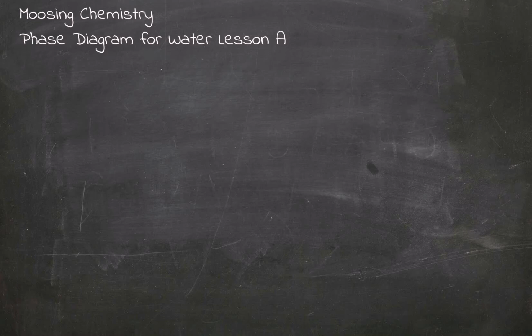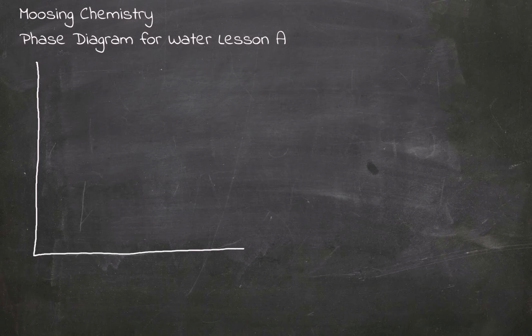This is a phase diagram for water, lesson A. So what we're going to do today is just draw the phase diagram. The phase diagram is pretty easy to read, and it has a lot to do with different phases of water at different temperatures and pressures. So let's go ahead and draw ourselves a graph there.